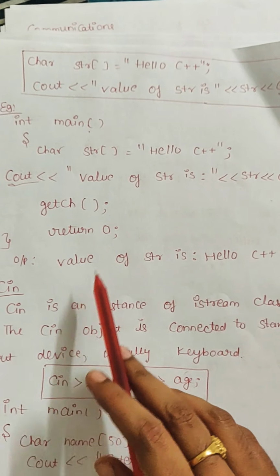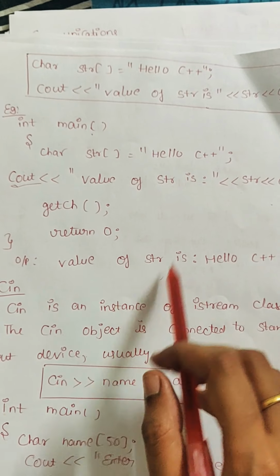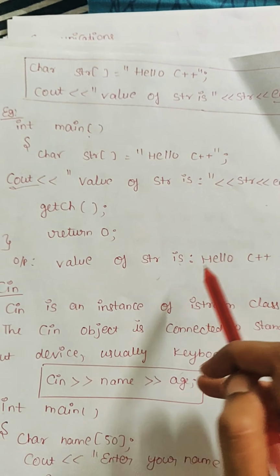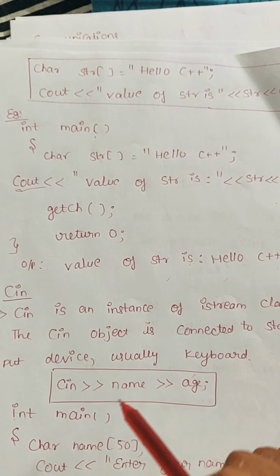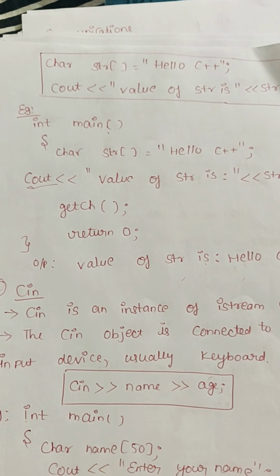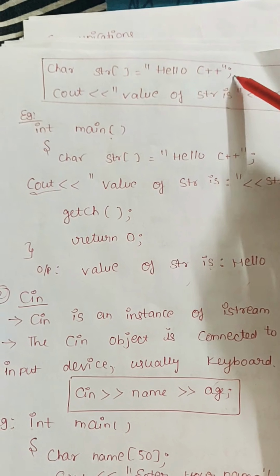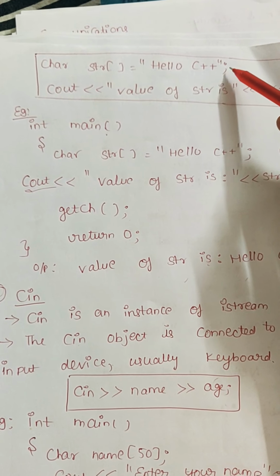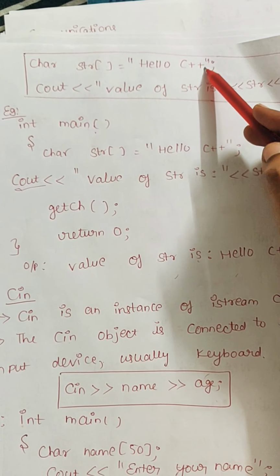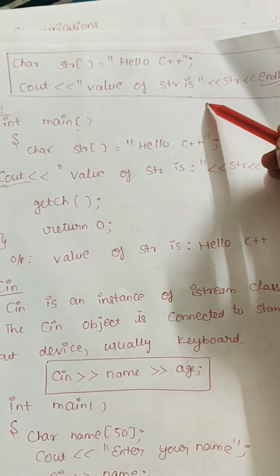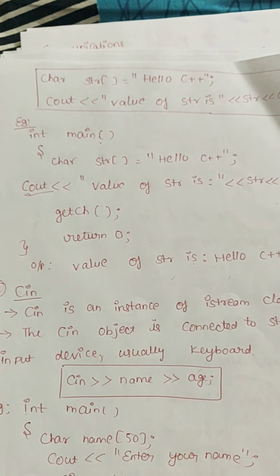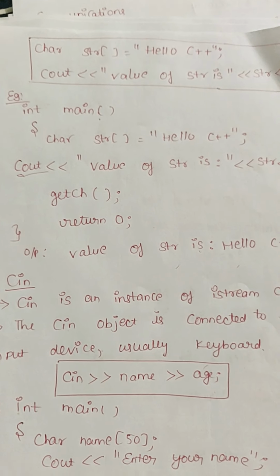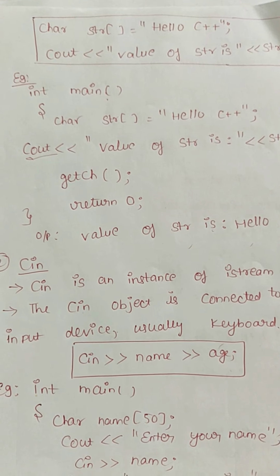So what is the output I ideally get? "Value of the string is", and this string I need to get, right? Hello C++. Okay, this is about the cout object. Clear? This is the declaration of the character array, and we are printing that string and displaying it. That is simply cout, which is for displaying. This is about cout.